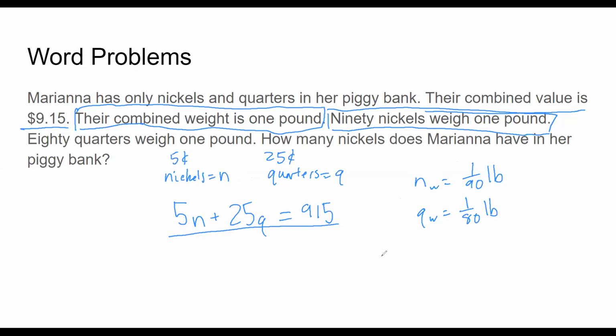So can we say 915 minus 5n is equal to 25q? We could, but right now, what we're going to do is use this information: their combined weight is 1 pound. If we have n nickels, that means the total weight of the nickels is n times the weight of each nickel, which is 1/90. And then we do the same with the quarters. If each quarter is 1/80 pounds and we have q quarters, then their combined weight is q times 1/80. And this is their combined weight: the weight of each nickel times the number of nickels plus the weight of each quarter times the number of quarters.